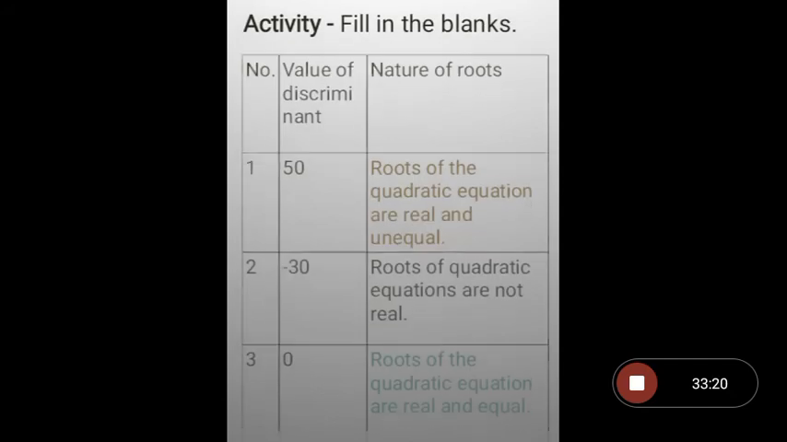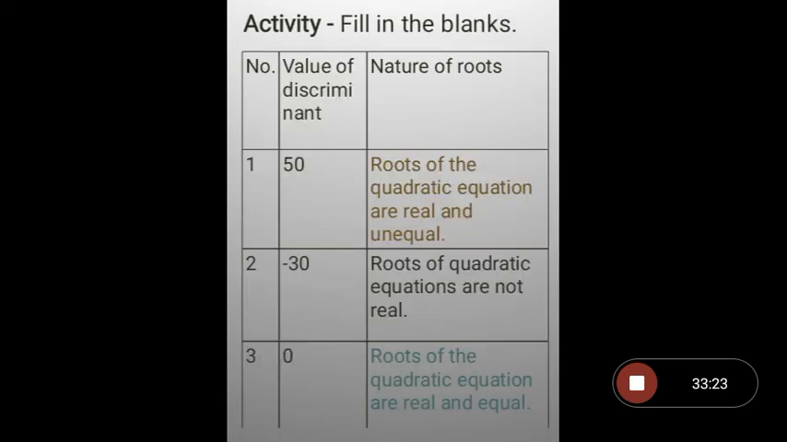There is an activity given in your textbook. Fill in the blanks. In this table, they have given you the values of discriminant: 50, minus 30 and 0. They ask you the nature of the roots. First one, 50. 50 is positive, that means greater than 0. Hence, the roots of the quadratic equation are real and unequal. Second one is minus 30. It is less than 0. That's why the roots of the quadratic equation are not real. And the third one is 0. For 0, the roots of the quadratic equation are real and equal.